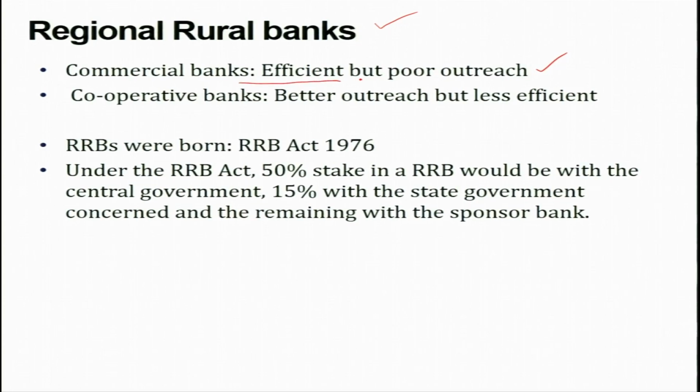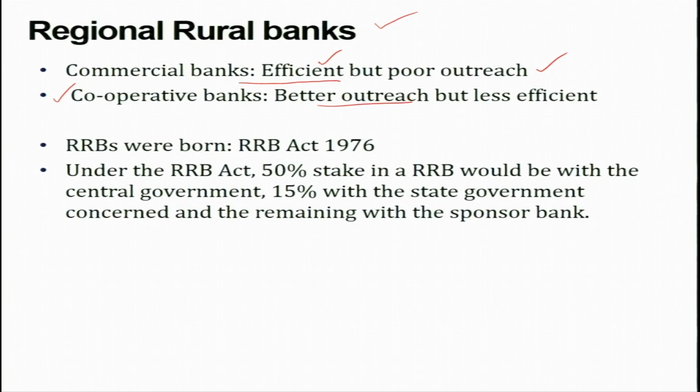but at the same time they have very poor outreach. Especially, you cannot see branches of big banks in rural and remote areas, because when going with efficiency they prefer towns and cities, and even the village should be relatively well developed. At the same time, with cooperative banks you can see them in every nook and corner of the country. So they have better outreach, but they are less efficient.